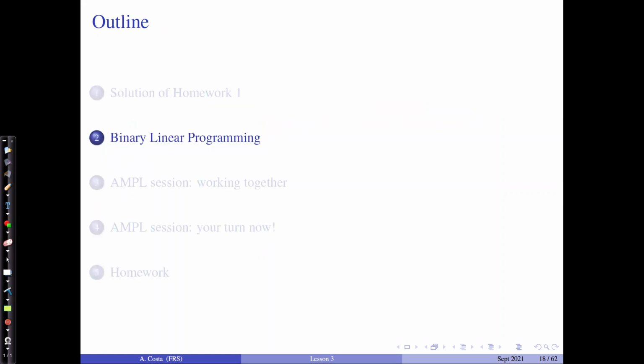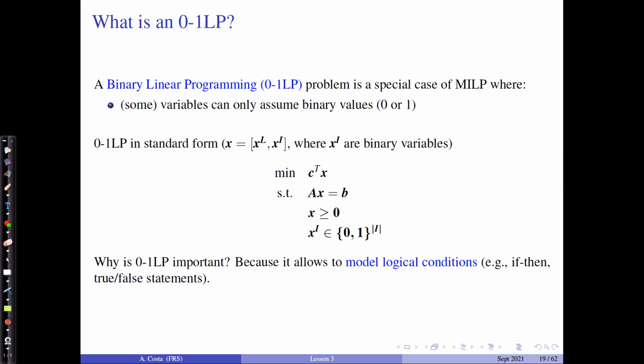So, binary linear programming, that's the topic of today. And as usual, let's see how to state the problem. As I said, this is a special case of MILP, where instead of having integer variables, we have binary, that means 0 or 1. So how to represent that? Well, it's the usual stuff, only that some of the variables now are 0 or 1.